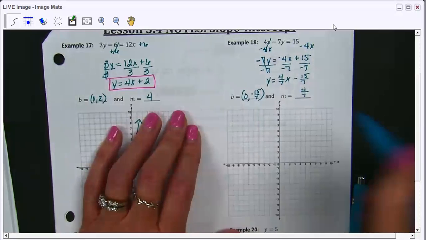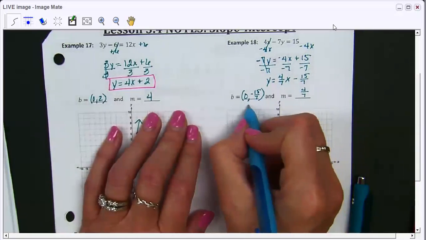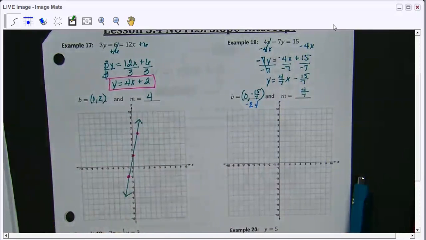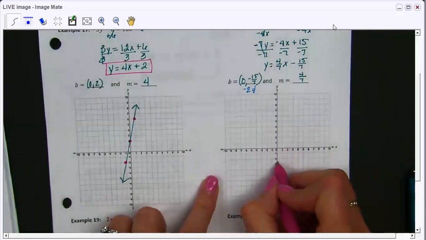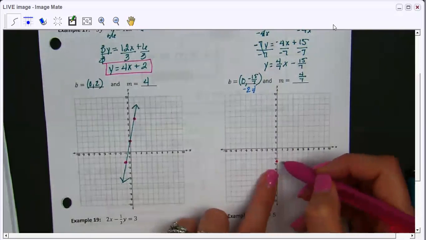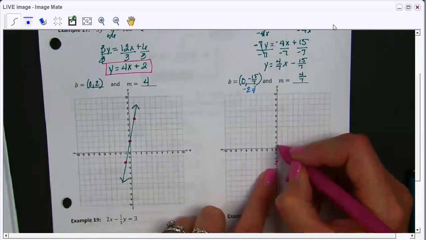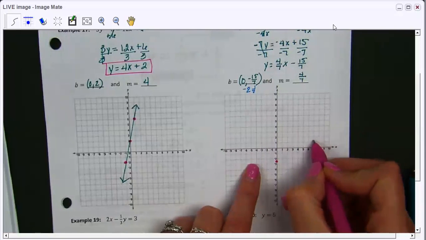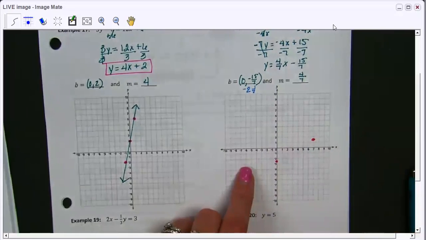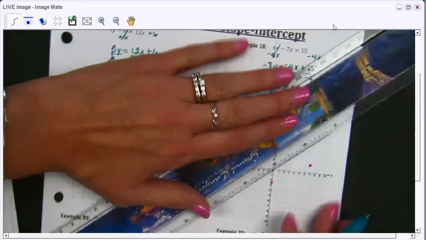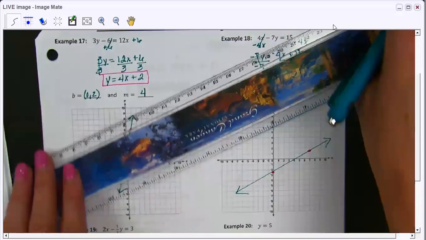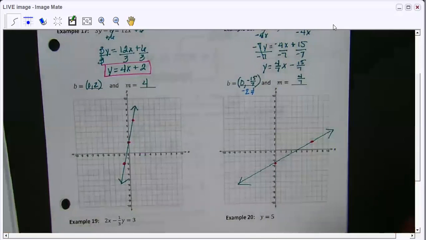So my y-intercept, -15/7 becomes -2 1/7. So all that means is I'm going to plot a point in between -2 and -3 on the y-intercept. So right here. And then when I go up 4, 1, 2, 3, 4. And notice I'm in between 1 and 2 here. And then I go all the way to 7. So I'm in between the two lines. Okay. Questions?